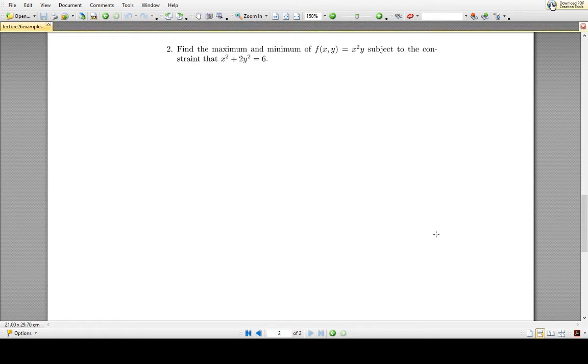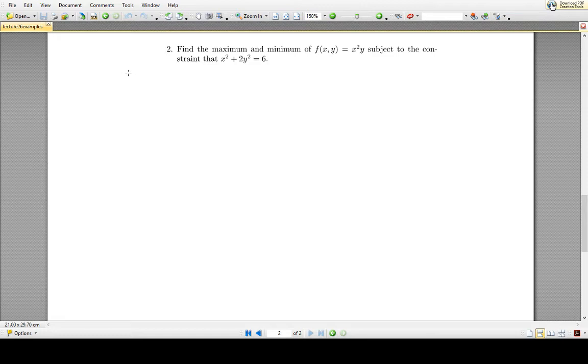Let's solve this question using the method of Lagrange multipliers. This question would like to know what the maximum and minimum of this function, which is x squared y, is, subject to the constraint that x squared plus 2y squared must always equal 6.